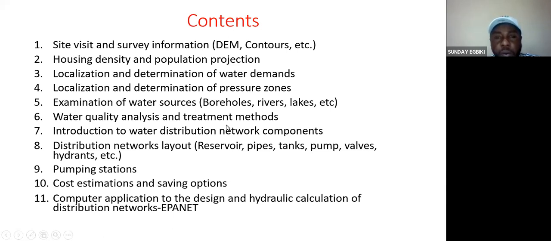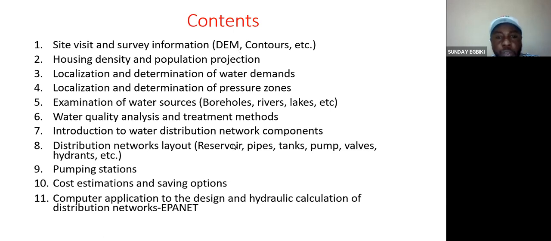So today I'm going to quickly give you an overview of this course, which is the design of a water distribution system using EPANET. And I think my colleague Uche will take you through the real case study and the computer application.